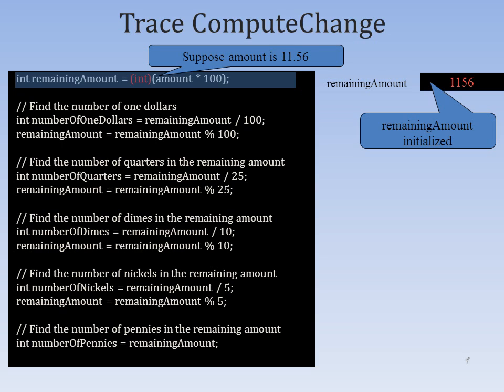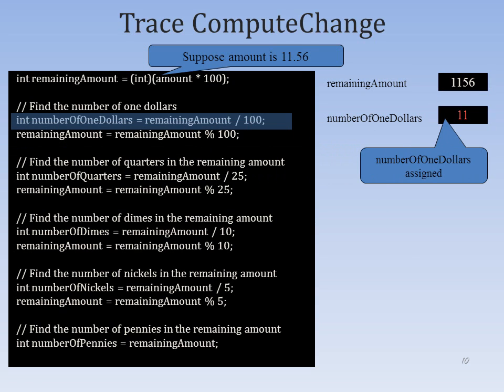Now, an important piece here is that when we do this, we need to make sure we cast the value of that multiplication as an integer, because we're going to be storing the result in an integer. We can only do remainder operations on integers. If I didn't have the integer cast operation there, amount times 100 would be a double. So we need to cast it as an integer, and that's important.